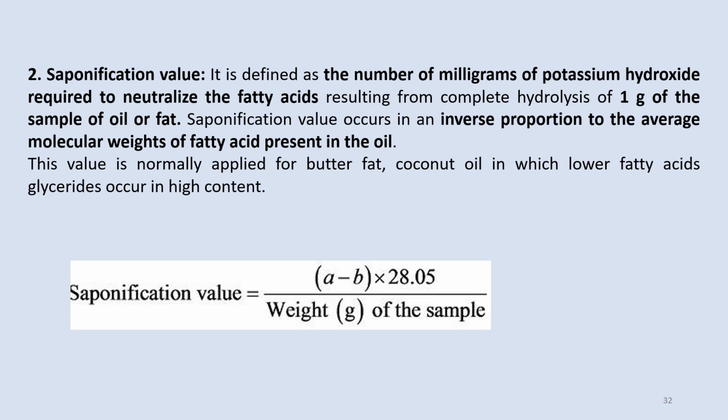You can see the calculation. Saponification value is equal to A minus B, meaning assay minus blank. Assay is with sample, blank is without sample, and you will have a titer value, multiplied by 28.05, divided by the weight in grams of the sample. I was explaining that 28.05 is the moles per unit calculated from potassium hydroxide. You can see that the molecular weight and this number have been derived from the moles per unit, or a concentration, which is preferred for the experiment.